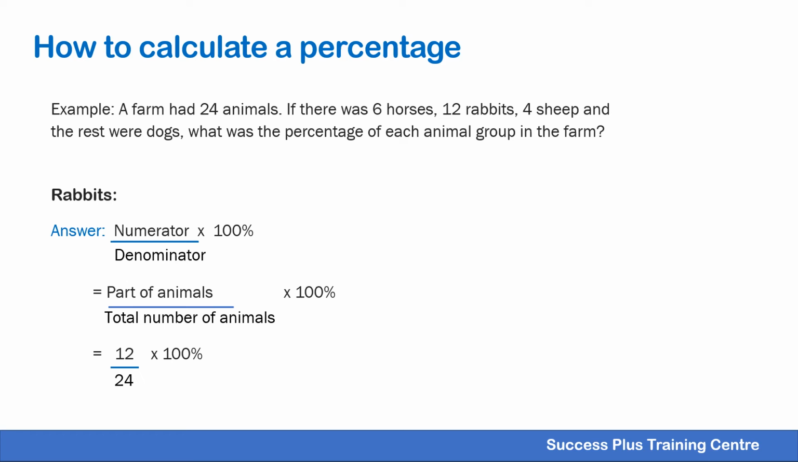Likewise, to find the percentage of rabbits, first of all we need to find the fraction of rabbits we have in the farm. To find the fraction of the rabbits, we need to find the number of rabbits, which equals 12. 12 divided by the total number of animals should give you the fraction, which is 12 divided by 24. If you times that fraction by 100%, you should be able to find out the percentage of rabbits we have in the farm.